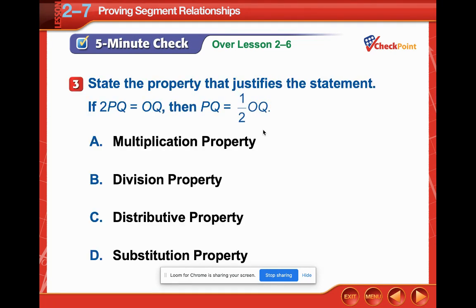All right, go ahead and take a quick second, see if you can solve this one on your own. It might take you some time to think about this and maybe go back through your properties. State the property that justifies the statement. If 2PQ equals OQ, then PQ equals 1/2 OQ. This one should have been the division property, because if you divide both sides by 2, that gets rid of the 2, which is why there's only PQ on this side, and on the other side dividing by 2 makes it 1/2 OQ.